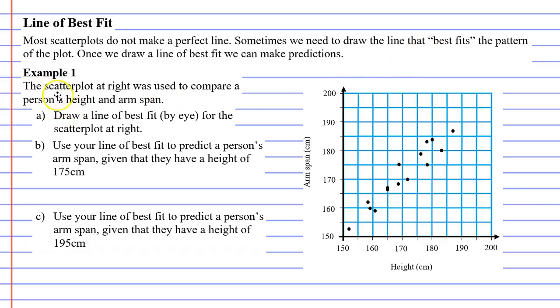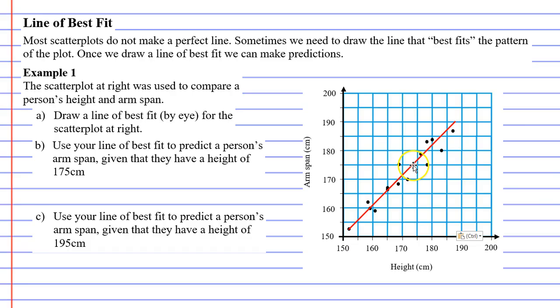It says the scatter plot at right was used to compare a person's height and arm span. This is a scatter plot we have used in previous examples. Question A says, draw a line of best fit by eye for the scatter plot at right. I've got one here now.